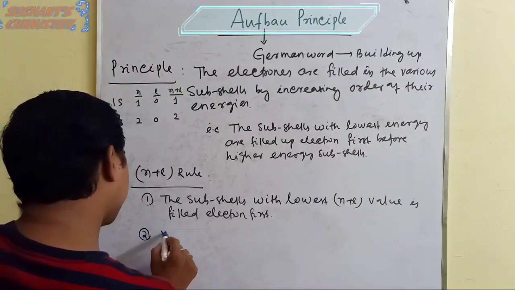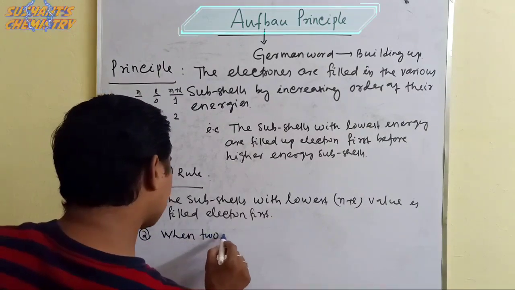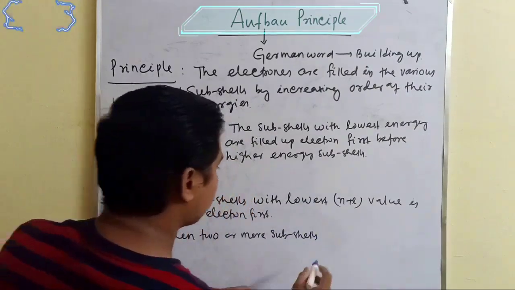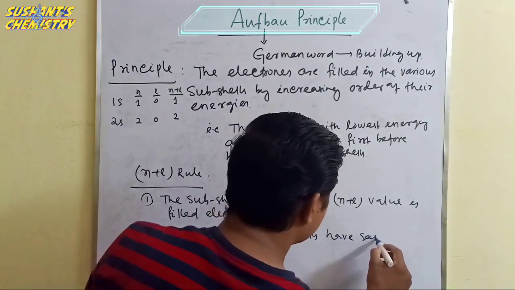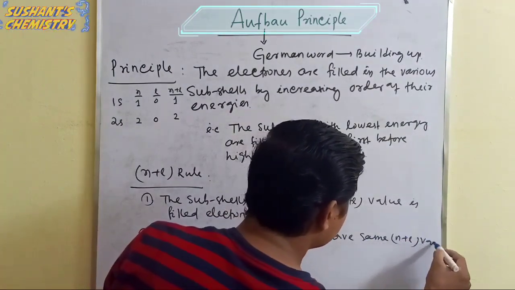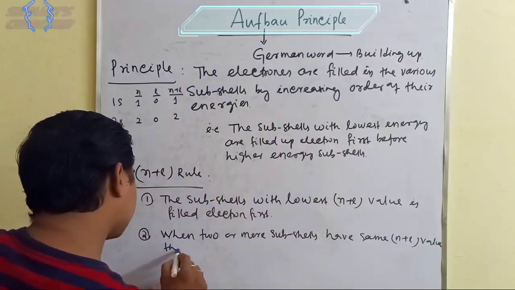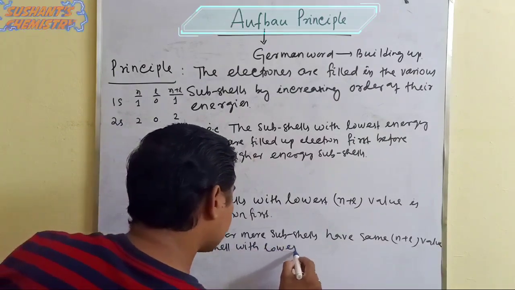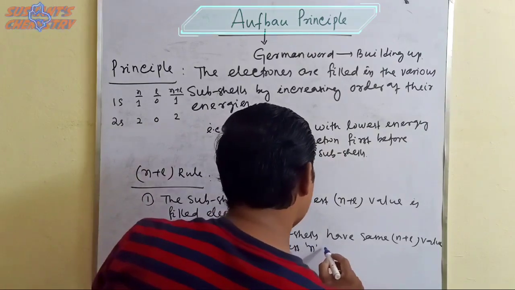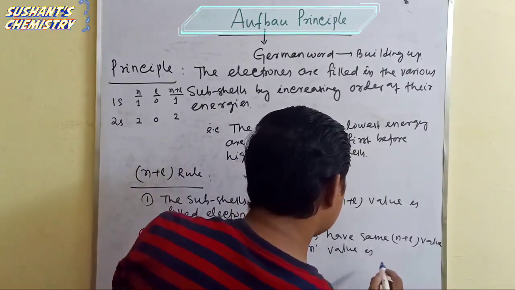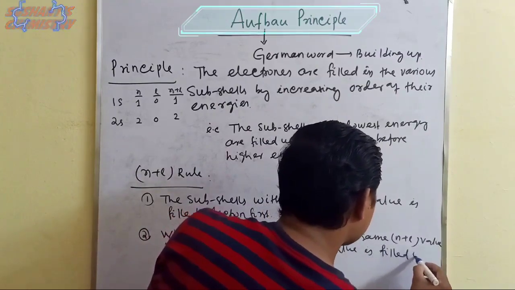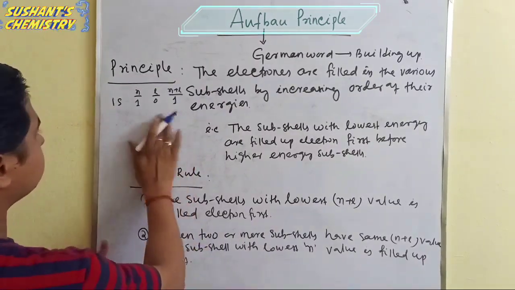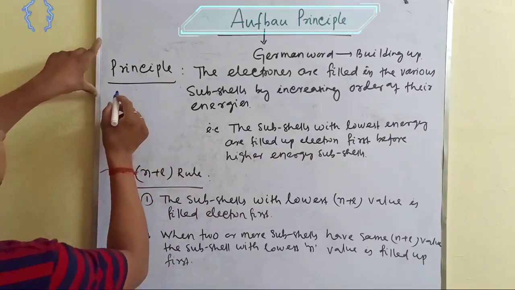Number 2: when two or more subshells have the same n plus l value, the subshell with lowest n value is filled up first.